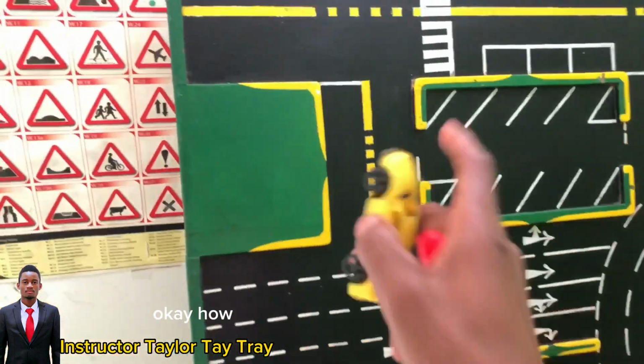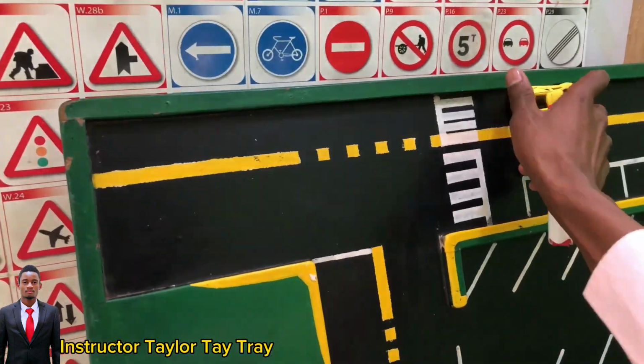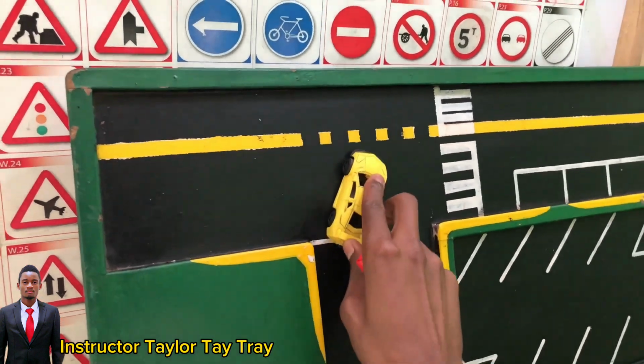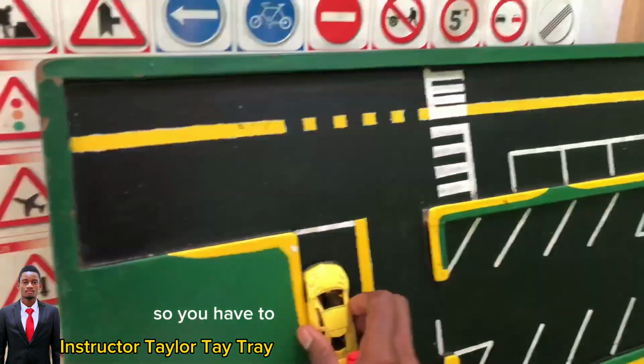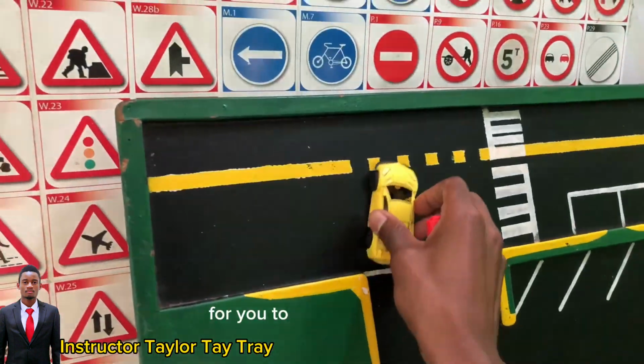Okay. How about for a right turn? Right turn, you're going to do this kind of turn. So you're crossing this lane and you're ending up on that lane. So you have to check the oncoming vehicle from the right side and from the left side too, for you to make a right turn.